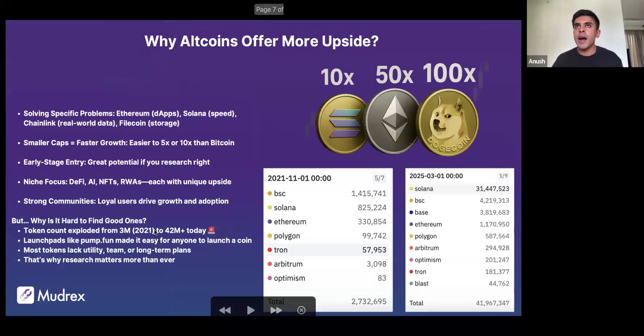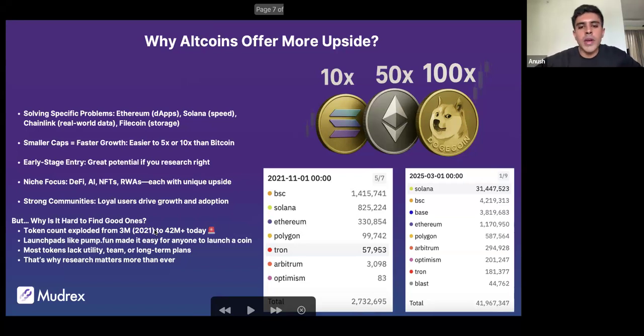Now, let's start with the basics. What are altcoins? You've probably heard the word altcoins thrown around a lot, but what does it actually mean? In very, very simple terms, altcoins are any cryptocurrency that's not Bitcoin. So while Bitcoin was the first and it's still the biggest in terms of market cap, there are thousands, if not millions, of other coins out there that do different things. And those are what we call altcoins, right?